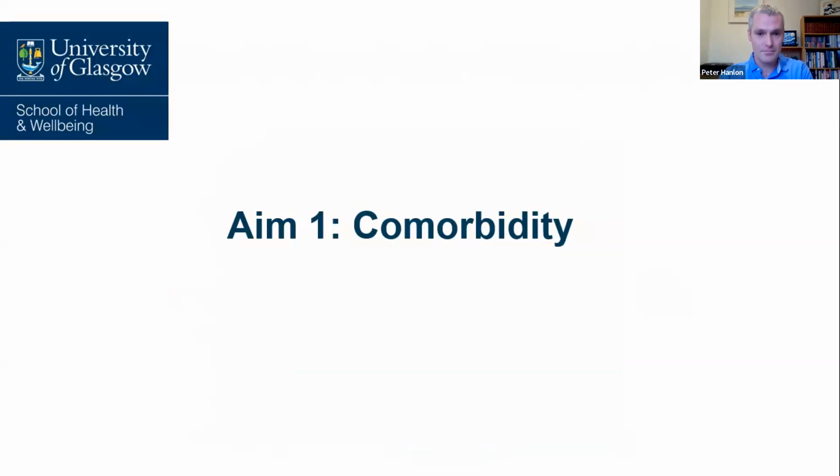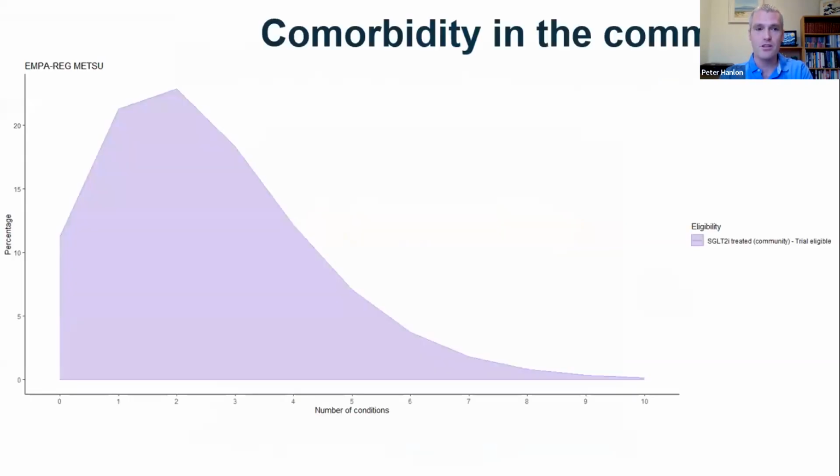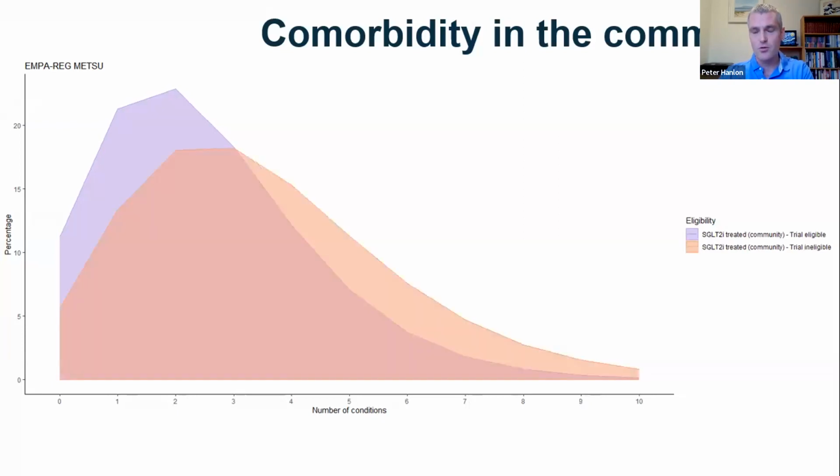When we looked at comorbidity, this is the distribution of long-term conditions for people eligible for this particular trial. This is one of the earlier phase 3 glycemic efficacy trials for empagliflozin. So among people who were eligible for the trial, relatively few had no conditions, lots had some, and there was a long tail. When we looked at those who were ineligible for the trial, so people treated in routine care who would have been excluded, there was a higher degree of comorbidity.